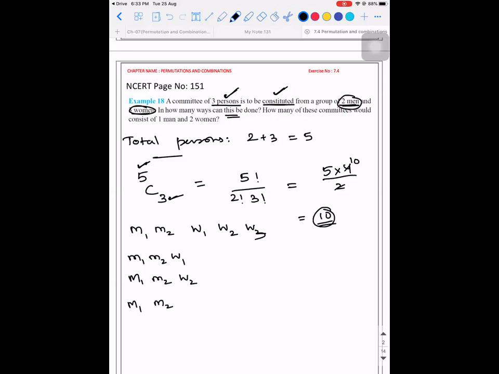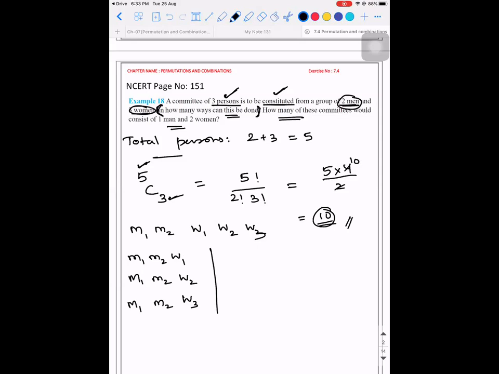Sir, there should be 2 women and 1 man, no, sir. But where have they mentioned? In the end, they have mentioned, no, sir. I'm talking about this part. There is one more question. In how many ways can this be done? It can be done in 10 ways. See, this is a sub part of the question. I'm still answering the first part only.